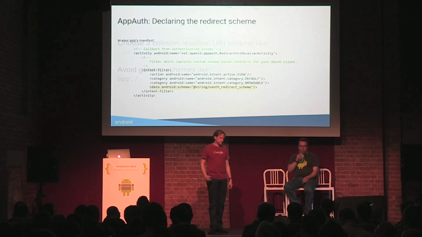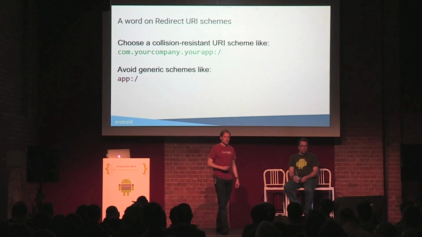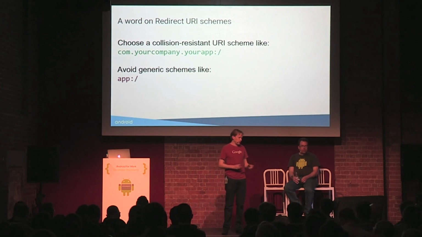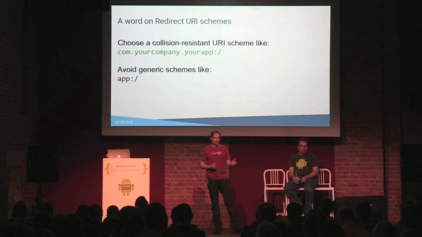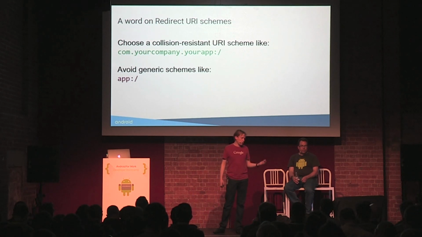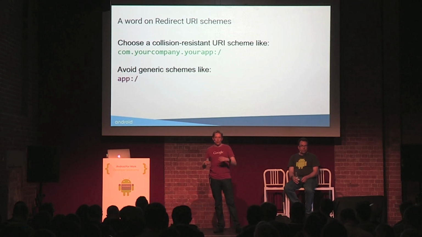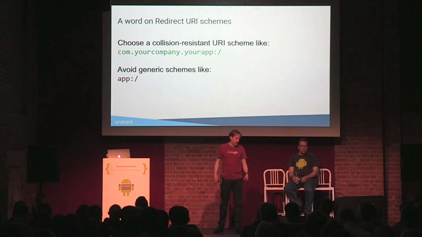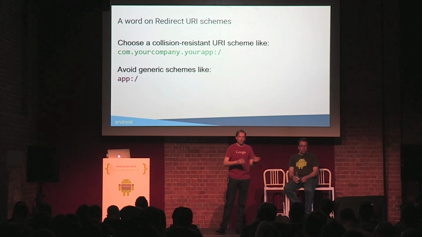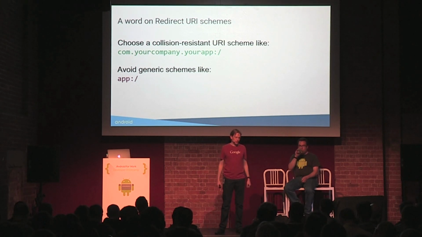And since we're talking about redirect schemes, let me talk briefly about what you should do to pick a good URI scheme here. What we recommend is using a collision-resistant URI scheme, something like a reverse DNS style. So something like com.yourcompany.yourapp would be a good choice, because what it means is that no other app is going to accidentally pick that same scheme, at least not in an honest way. And you should avoid things like app or generic words, because there could be inadvertent collisions.